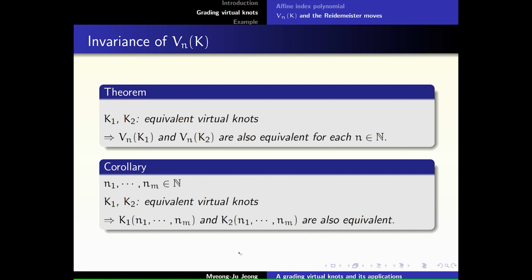Now we have proved the theorem that if K1 and K2 are virtually isotopic, then V_n K1 and V_n K2 are also virtually isotopic for each natural number n. By repeatedly applying this result to virtual knots K1 and K2, we can get this corollary, saying that if n1, ..., nm are natural numbers and K1 and K2 are equivalent, then these two virtual knots are also equivalent.